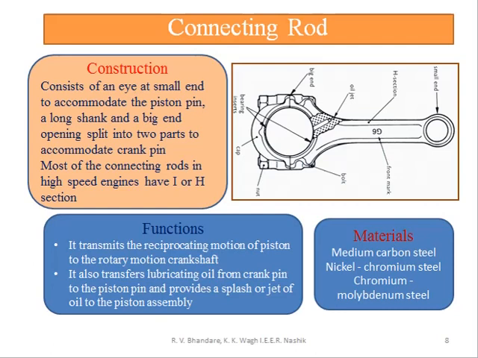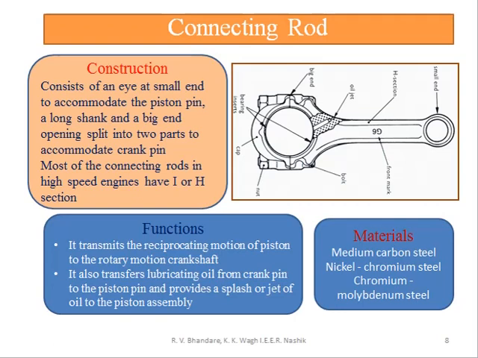The functions performed by the connecting rod: it will transmit the reciprocating motion of the piston to the rotary motion of the crankshaft. It also transfers lubricating oil from the crank pin to the piston pin and provides a splash or jet of oil to the piston assembly. So basically it also provides lubrication.